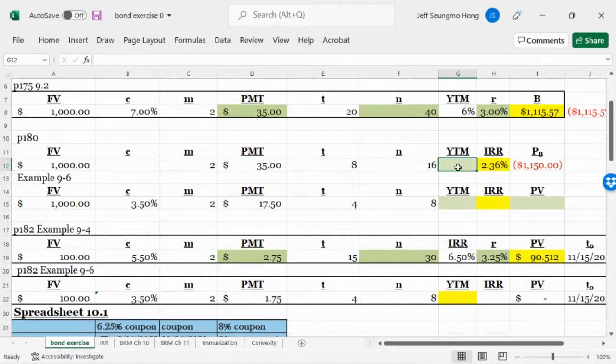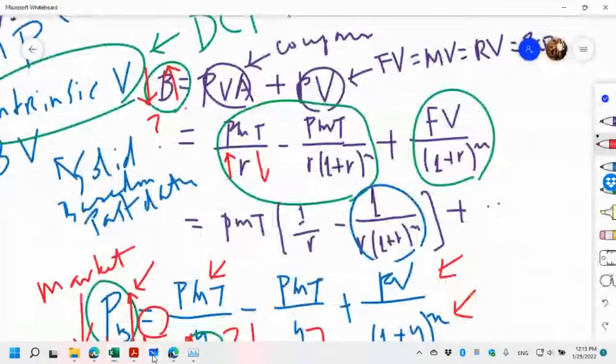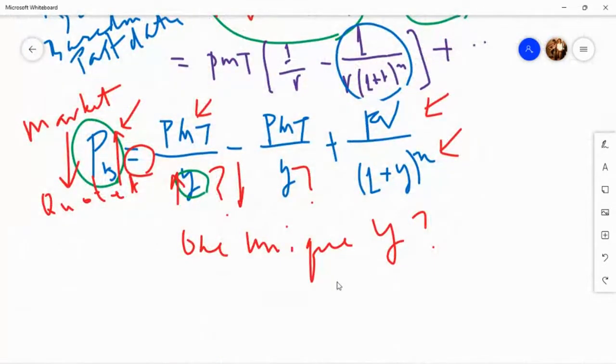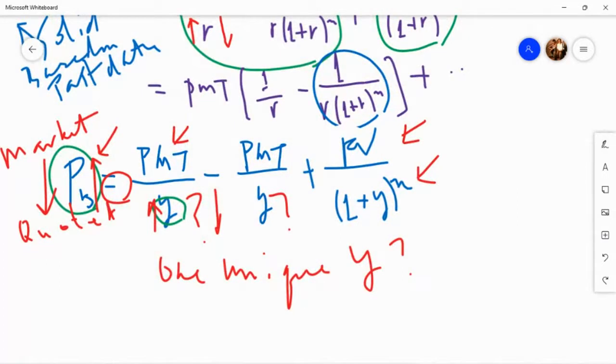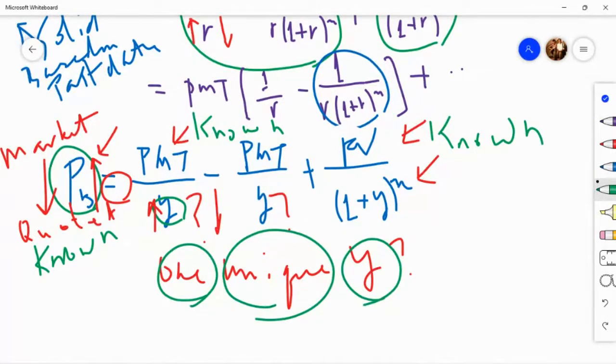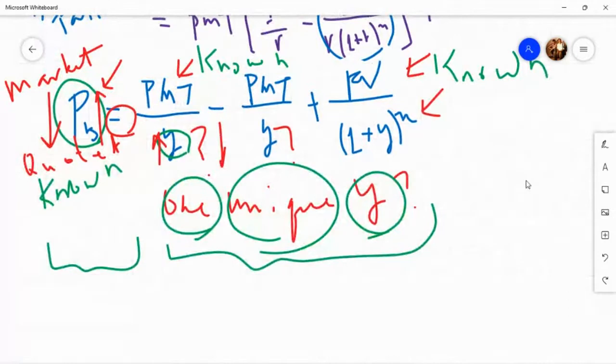And internal rate of return is the rate that makes the... this is what I was talking about. If the price of the bond is given, this is known because this quoted price is known. Everything else is known. The only unknown is y, and there's only one single unique value, a single unique discount rate, that will make the right-hand side of the equation equal to the left-hand side.